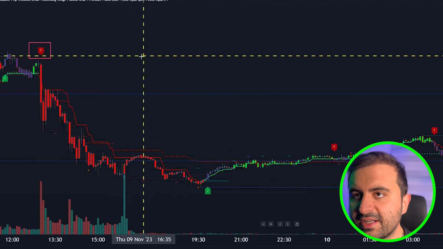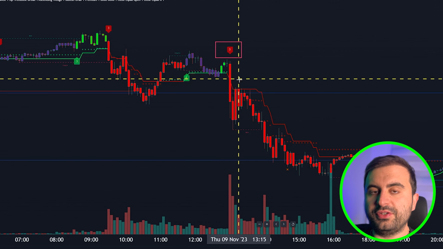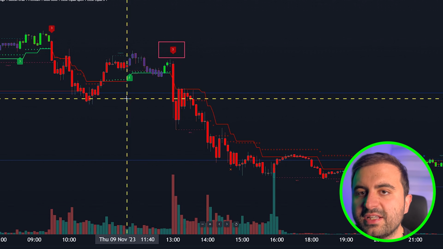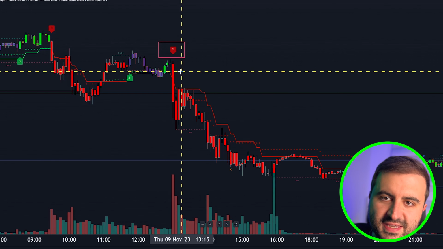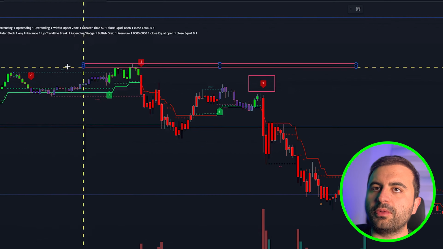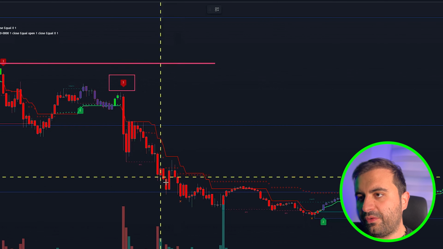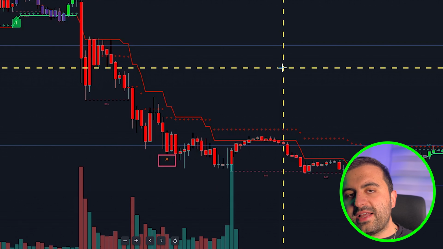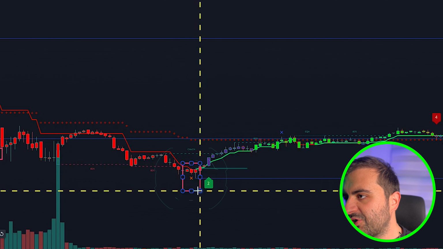You see this signal, and after that you need to check your confirmation indicators. What are those? The trend catcher and the trend tracer. If you see that they gave you the red signal, you can confirm your position on the short side. Easy like that. After you enter a position here, I always put my stop loss at the recent resistance line in short positions, and you will take your profit when you get the X icon from LuxAlgo. You can take partials on the first one and you can close all your position on the second one.